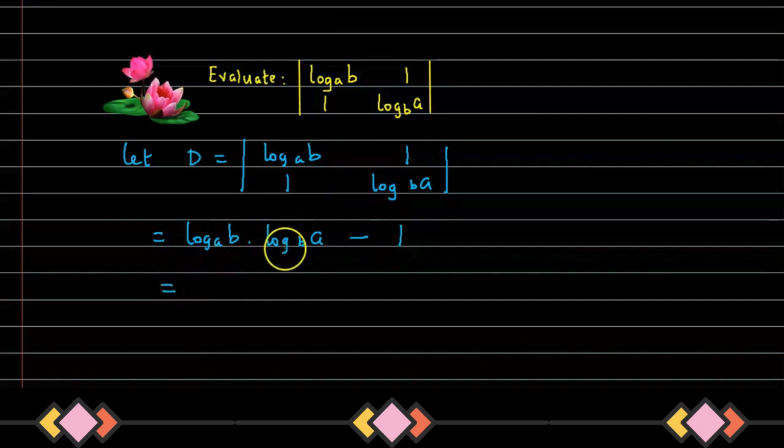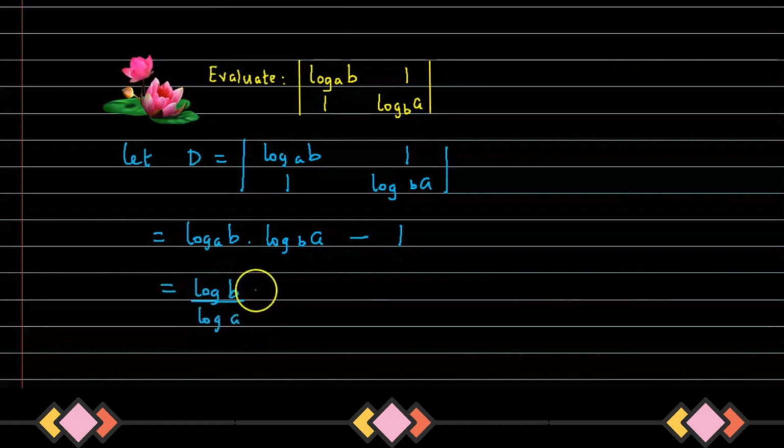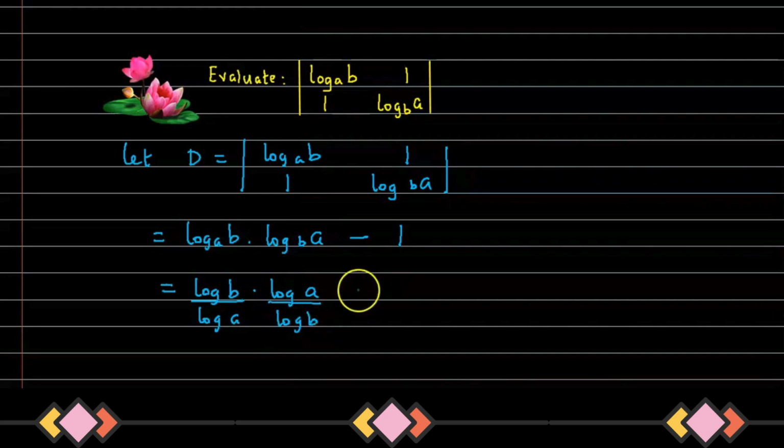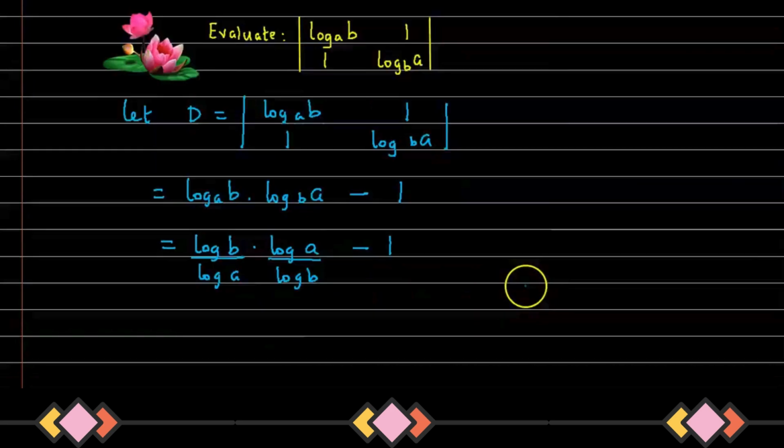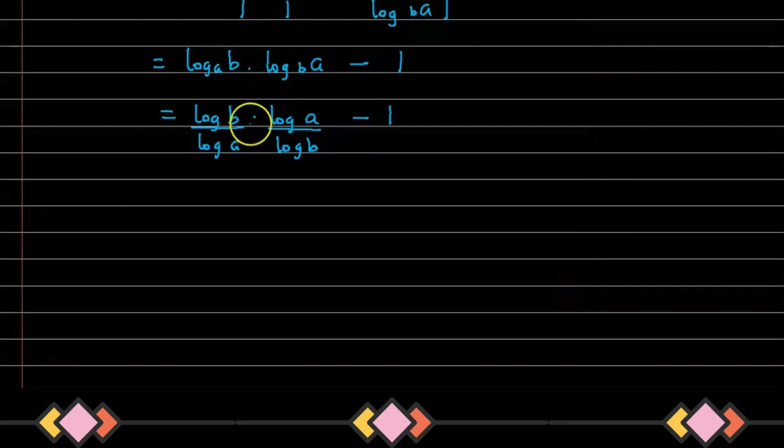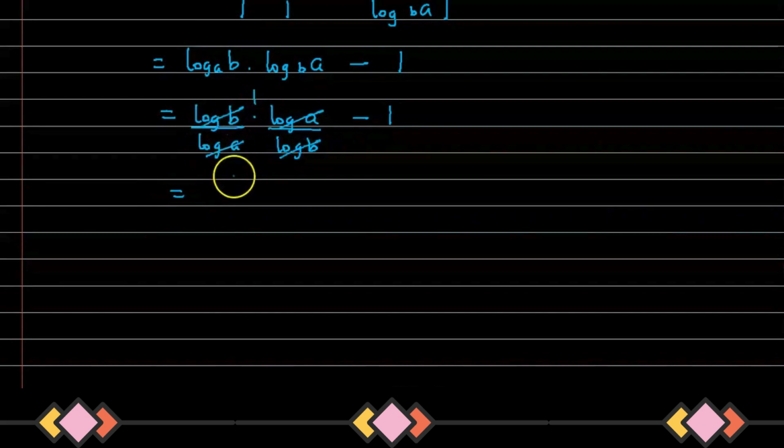अब यहाँ पर हम चेंज ऑफ बेस थ्योरम यूज करेंगे, तो ये हो जाएगा log b upon log a into, and this changes to log a upon log b, और ये -1. तो यहाँ पर हमने चेंज ऑफ बेस थ्योरम यूज किया ये दोनों लॉग टर्म्स पर। So log a cancels with log a and log b with log b, तो यहाँ पे रह जाता है 1, and then we have this -1, so 1 minus 1, that is equal to 0.